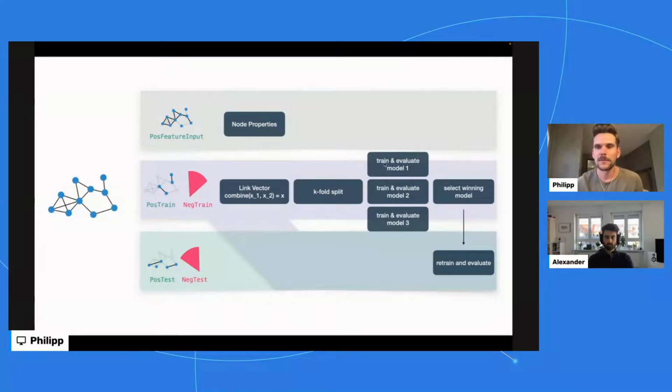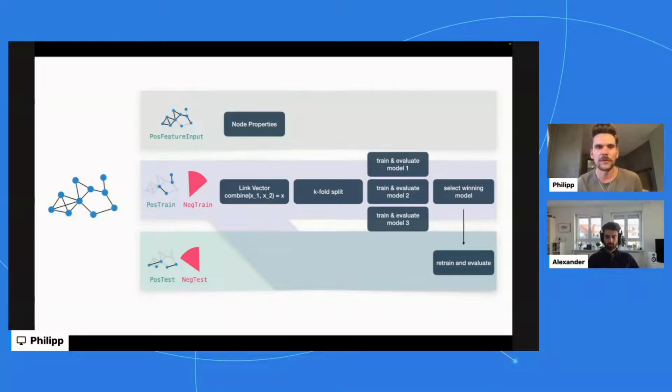And then we train and evaluate multiple models, which we in the end compare against each other and select the winning model. And this winning model we use together with the train set. So we train this winning model on the entire train set and then evaluate it with the entire test set. And this is the final model that we have, and that we can store in the GDS also in a model catalog. And this catalog we can use to make predictions.